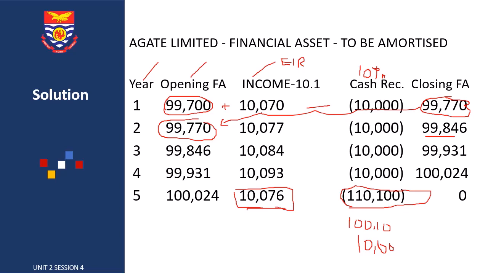Now, you started with this, but you'll be receiving this. So the difference is what you are coming to put here. So get all the inflows that will come to you. So we have 110,100. Then you subtract the opening financial asset, which is 100,024, from the 110,100. What is left represents the interest.